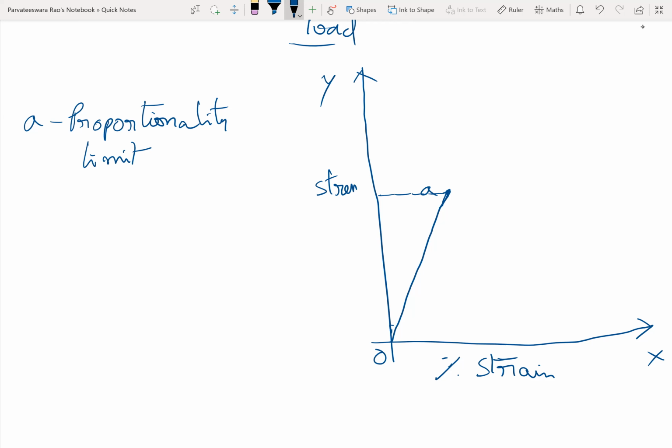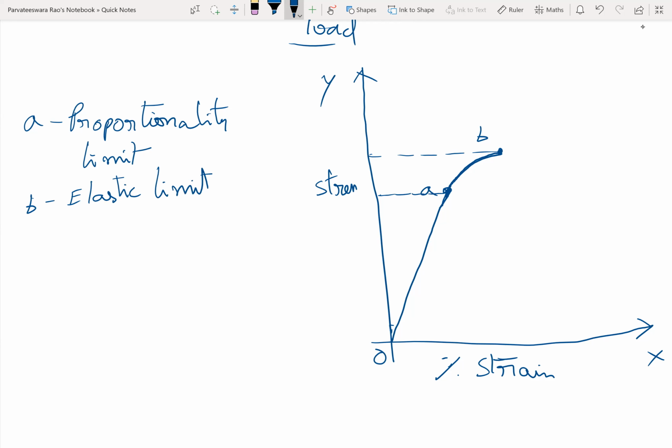Next, after that, if the stress is further increased, then the linear relation between stress and strain will disappear, but the wire will be exhibiting elastic properties. So therefore, B is called the elastic limit. The maximum stress up to which the wire exhibits elastic properties is called the elastic limit.